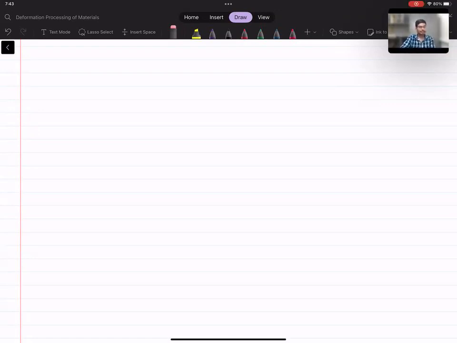So, to begin with, I'll tell you some of the defects that we can see in the rolling process. Before that, let us see something called the neutral point. We'll see what we mean by neutral point.